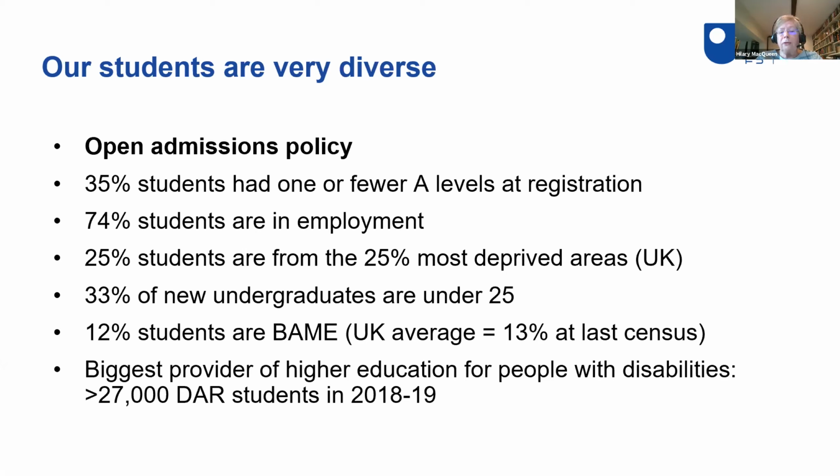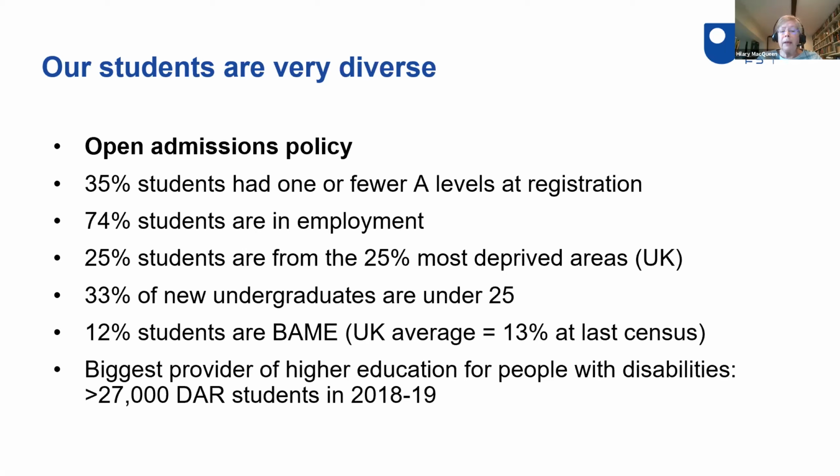Now, 12% of our students are BAME students. At the last census, the UK average was 13% of the population being BAME. So on the face of it, we're doing fairly well in representation. However, I suspect that things have changed a bit since the last census, which I think was 2013 or 14, and I'm sure numbers have changed since then. So we do have a reasonable number of BAME students, but obviously we would like to get more.